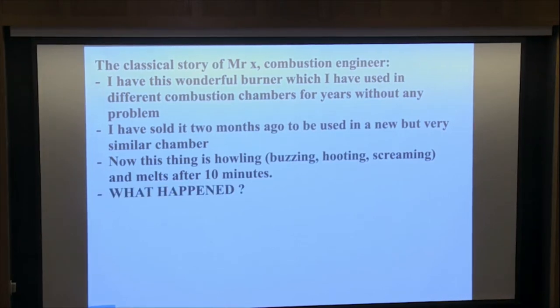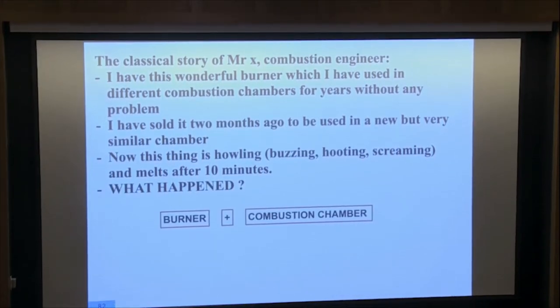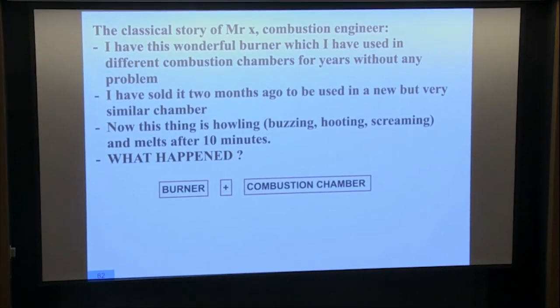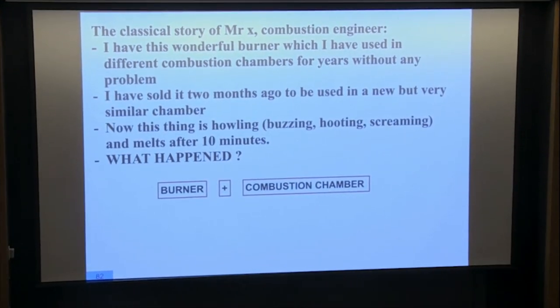So what happened? Well, basically, what most of us are doing is always the same thing. We take a burner. What is a burner? It's a system where you mix fuel and air. If you put this burner in air, usually it's not really useful. You have to put it in the chamber. And you are basically marrying the burner and the combustion chamber. It's a couple. This is the system which you want to sell, actually. But many people sell only part of it. There are many chambers where you get only the chamber, you get the burner from someone else.